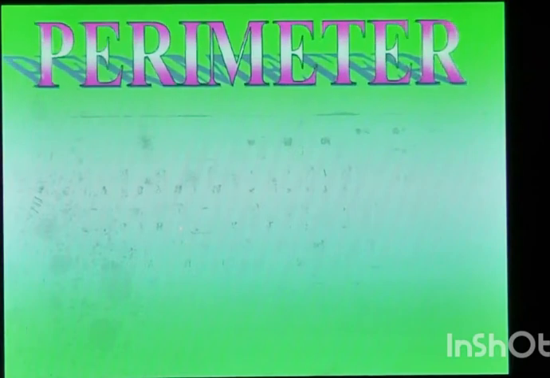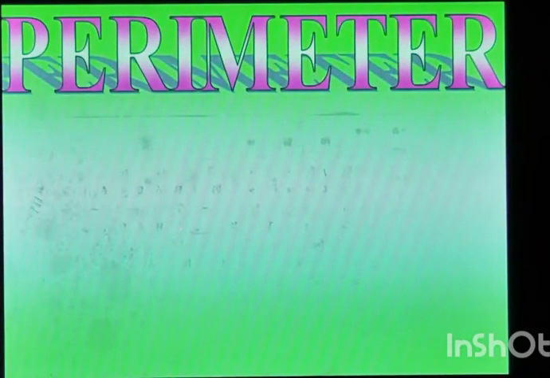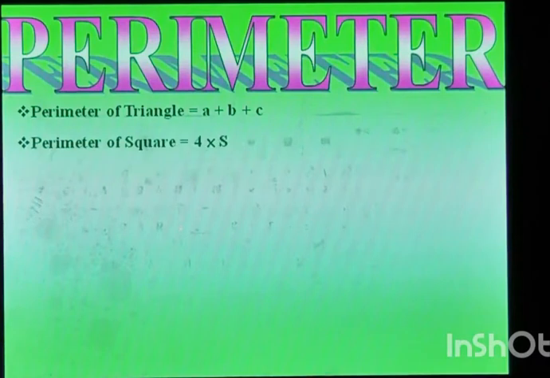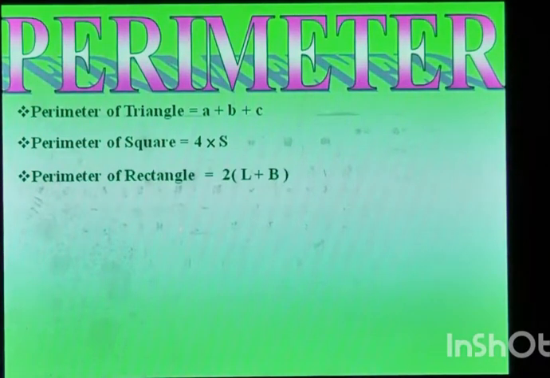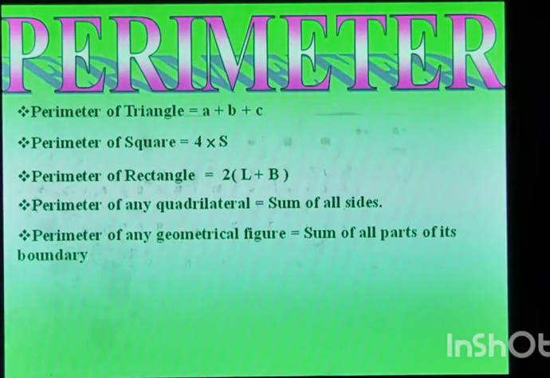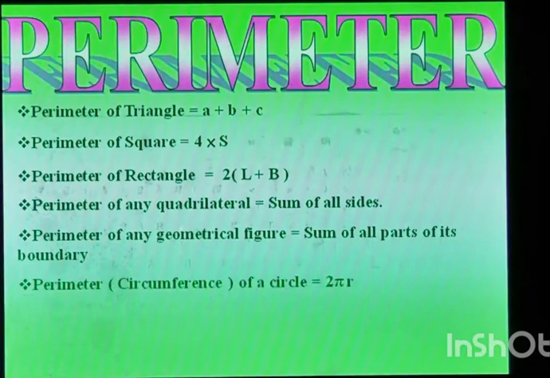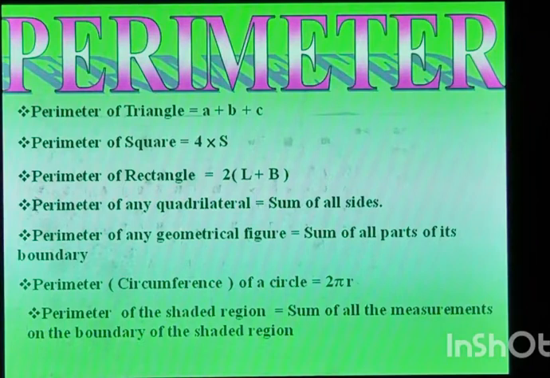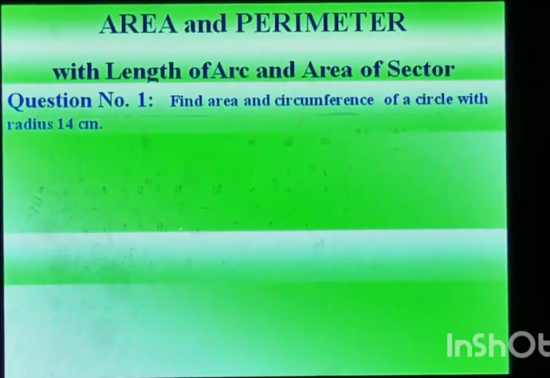So let's have about perimeter as well. There are different formulas for perimeter. For the triangle, square, rectangle, then perimeter of quadrilateral, perimeter of any geometrical figure is the sum of all its parts on the boundary, and the perimeter or circumference of circle, and then perimeter of shaded region. It's a sum of all measurements on the boundary of the shaded region. So first of all, look at area and perimeter with the length of arc and area of sector, my dear students. Let's have question number 1.